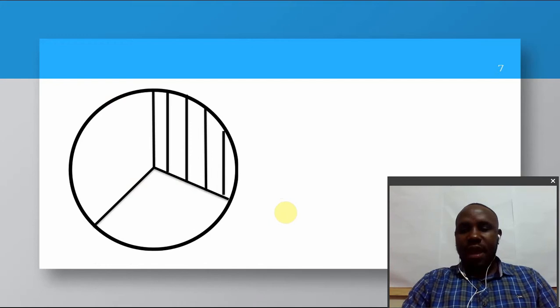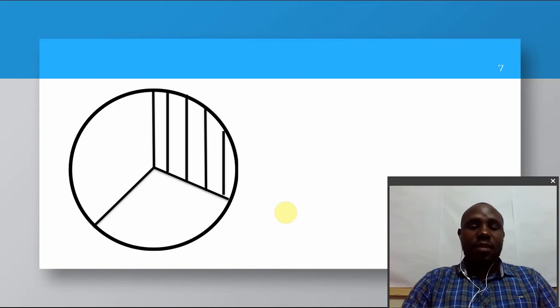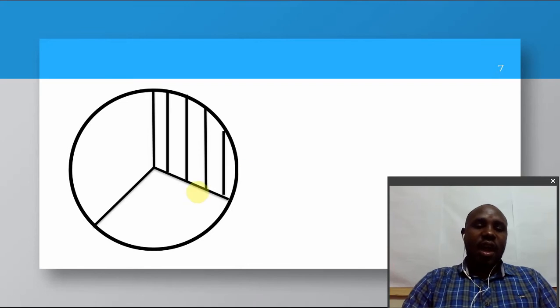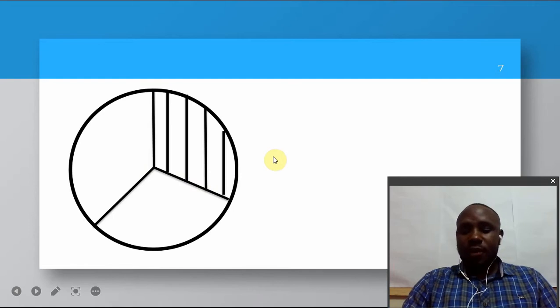Okay, I have those parts there. Okay, I had three parts. I've shaded one. Okay, so since I've shaded one, what do I have? We shall go and write. I shaded one fraction, but I had three parts.